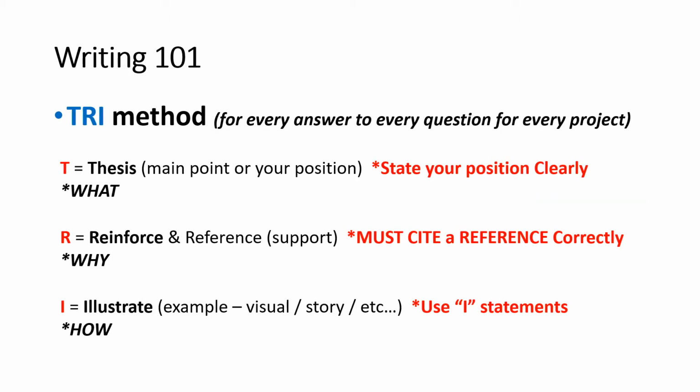So writing 101, everything you're doing for the class, we're going to use what's called a TRI method, meaning every answer, every part of every question, you need to answer using these three pieces. First, you want to state your position. That's your thesis statement. This can be anything. This is your opinion, your position. What you want to do is state that clearly right at the beginning.